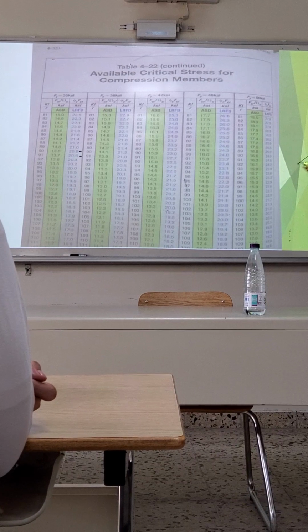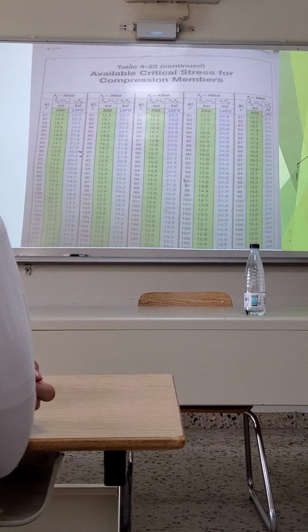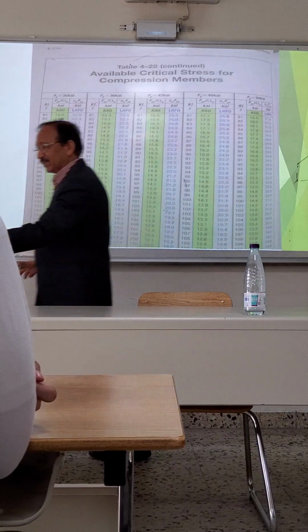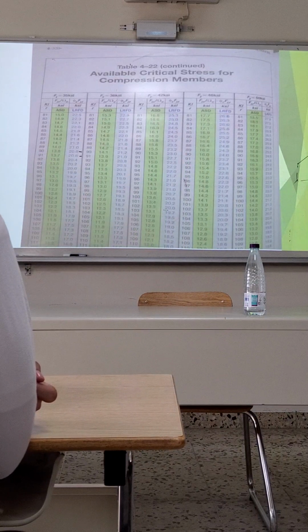Like this. Here, you have some value, and if you see here, the values are given here. This is suppose, okay, I will take the same value and see what was the value in this case for KL by R.